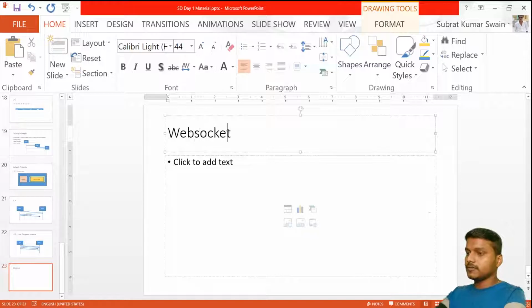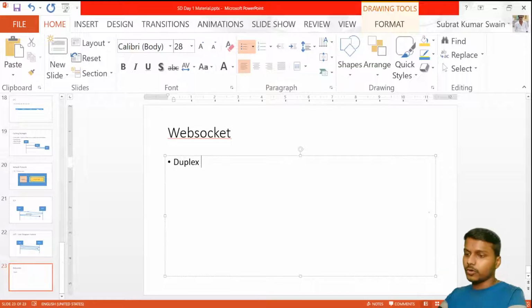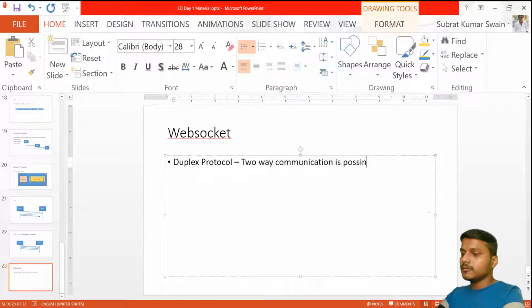So WebSocket is actually a duplex protocol, duplex communication, or you can say two-way communication. When I say it is a duplex, I will be discussing HTTP and WebSocket normally. What do you mean by basically duplex protocol, guys? It means two-way communication is possible.